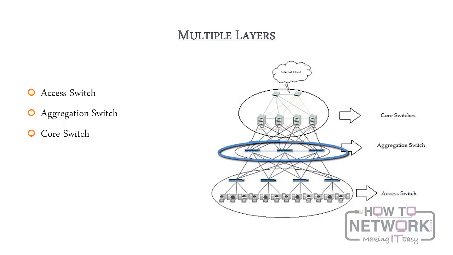And then we have aggregation switches. These switches are used for providing the access layer's connectivity, inter-VLAN routing and policy-based routing. It is a mixed bag of layer 2 and layer 3.